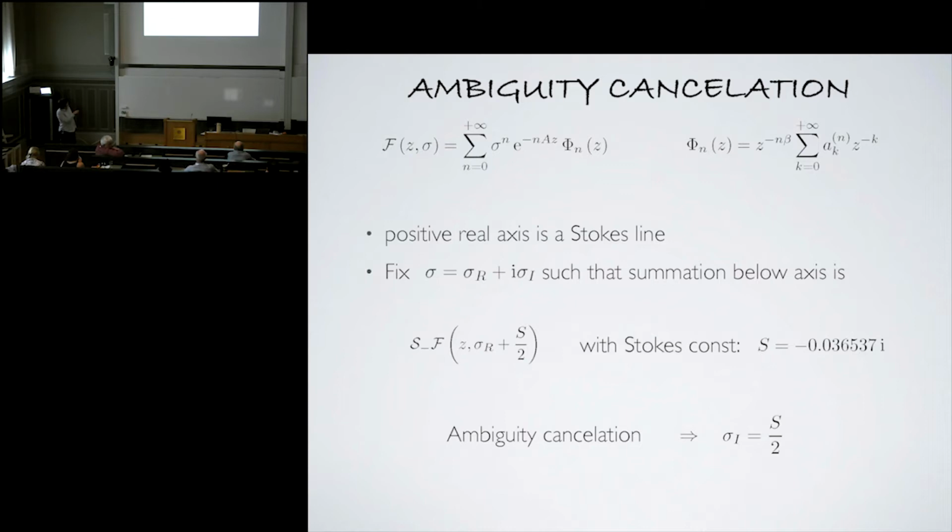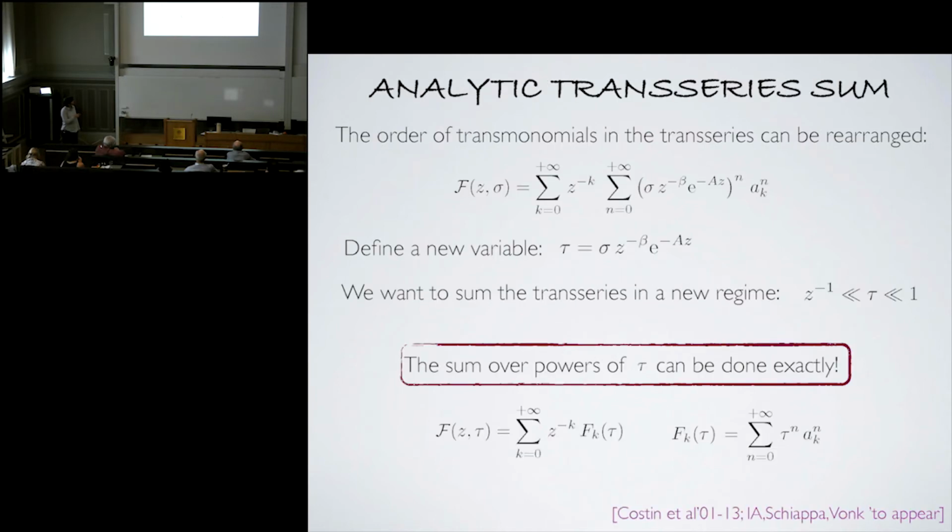So this is what I meant, ambiguity cancellation. I fixed the sigma I to be S over 2. S is pure imaginary. This is the value, meaning I have it with many more decimal places. So I have the ambiguity cancellation fixing this. So how do I go about using the trans series to compare to a solution at early times?